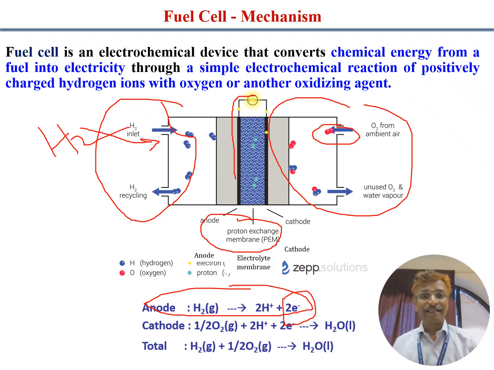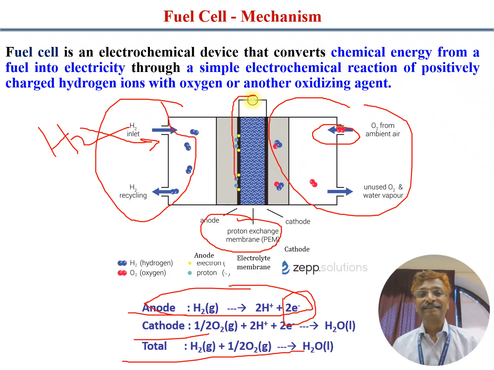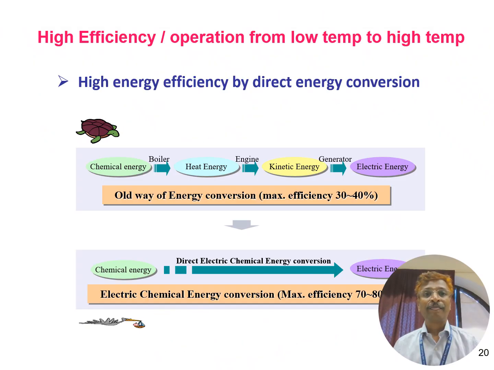So this is the simple mechanism behind the fuel cell. So, anode reaction, cathode reaction, and the overall reaction: H2 plus O2 gives water and releases electrical energy. Okay, right. Now let us move to the next one.